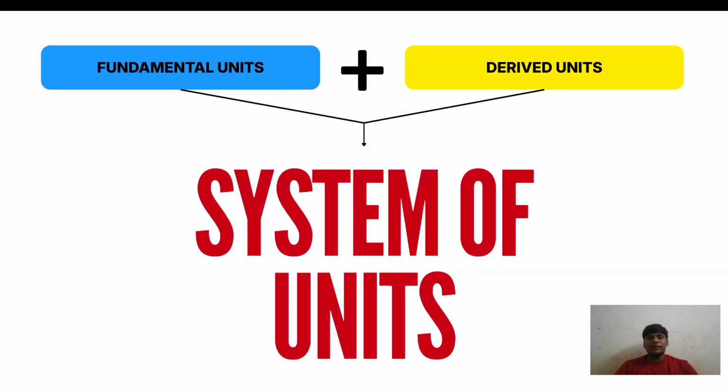So these fundamental and derived units together are called the system of units. We will come back to the topic system of units in the further videos. So at last, let us see the statement given in the book.